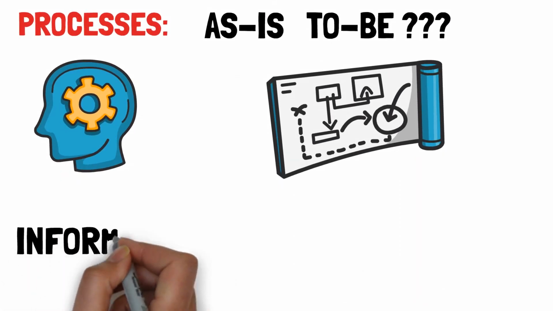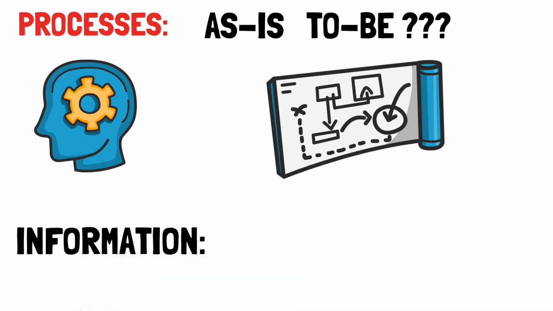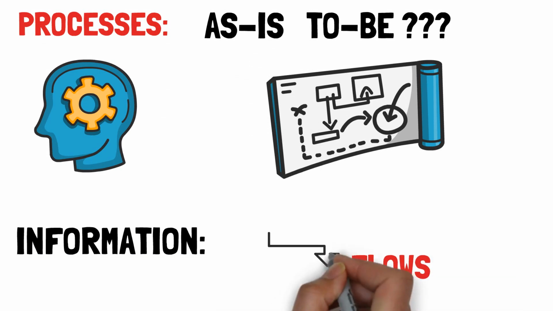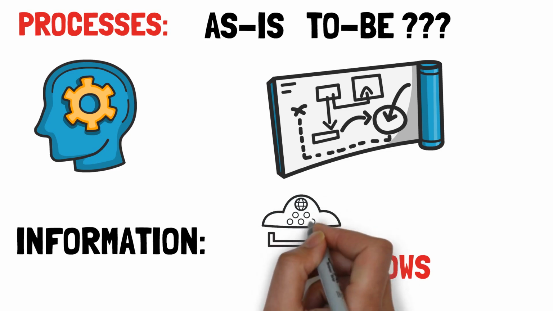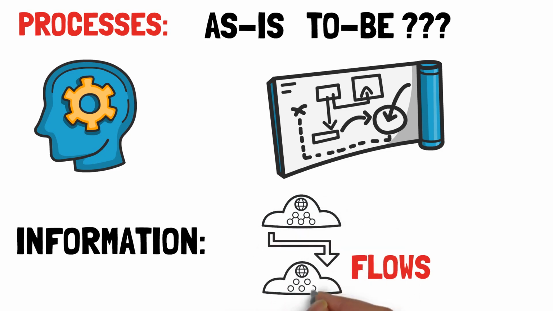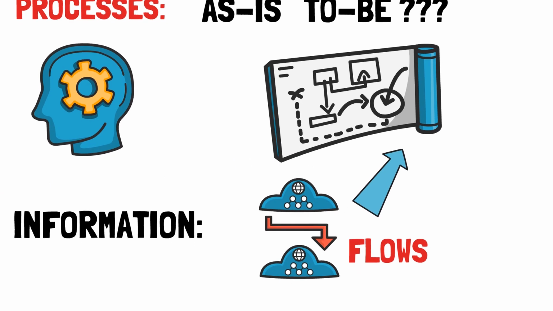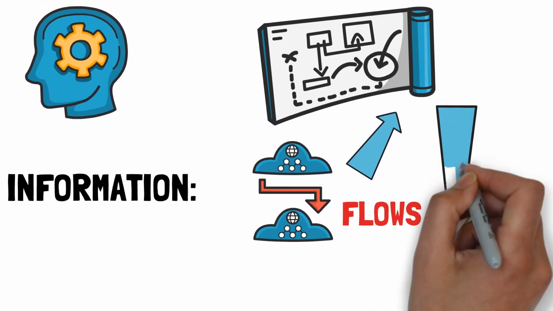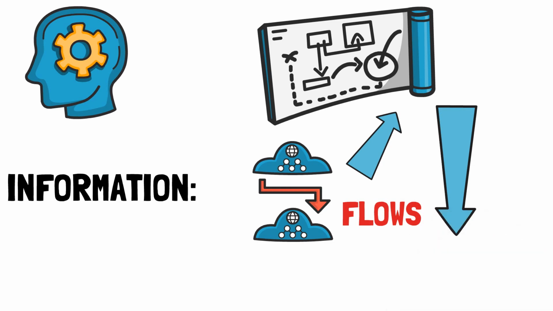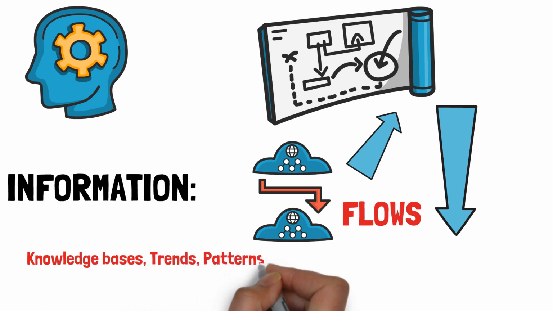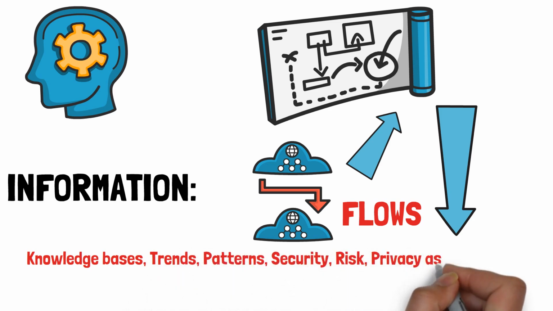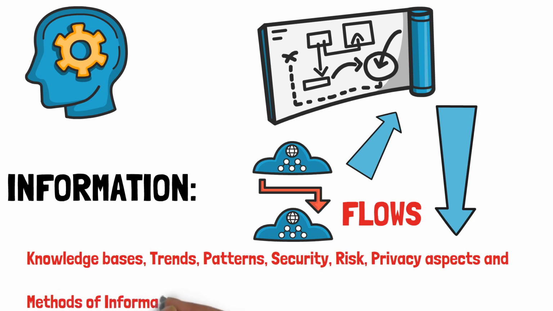On to information. Once you've understood the people, organization and processes, then naturally informational flows are the next logical step to define. In this modern era where there is deep scrutiny as to how data is held and processed, defining the information flows against the processes is a vital next step. The quality, accuracy, and completeness of that data will go a long way to help the business analyze their data in more proficient ways. It should be noted that information can also mean knowledge bases, trends, patterns, security, risk, privacy aspects, and methods of information processing.